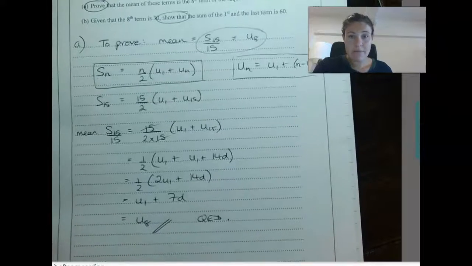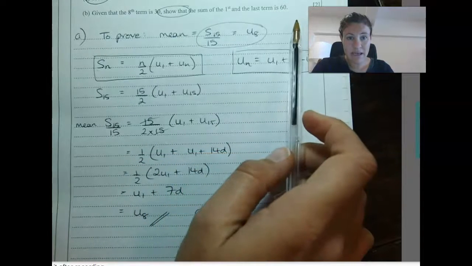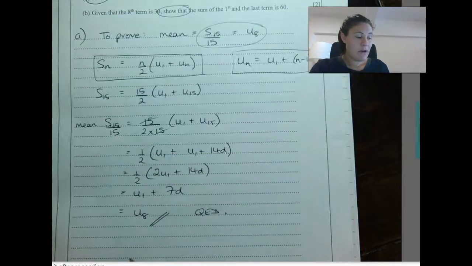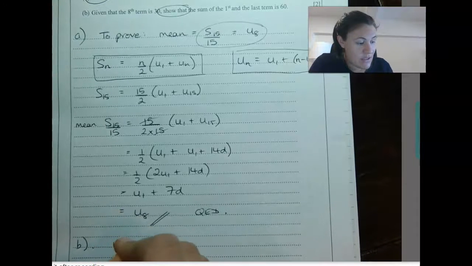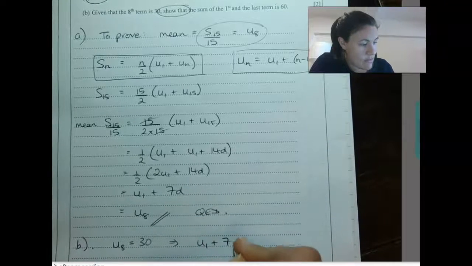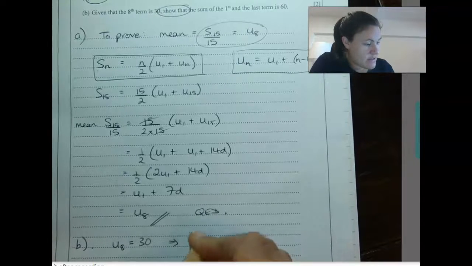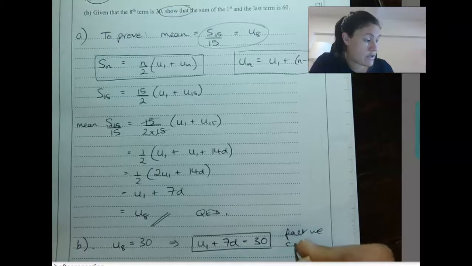Looking at part B, given that the 8th term is 30, show that the sum of the first and the last term is 60. Okay, what we can't do here is assume that the sum of the first and the last term is 60, because that's what we're being asked to show. The bit of information that we can use is that the 8th term is 30. And as we've got above, that means u1 plus 7d is 30. So this is a fact that we can use in our show.